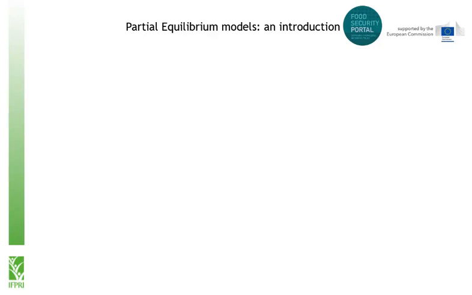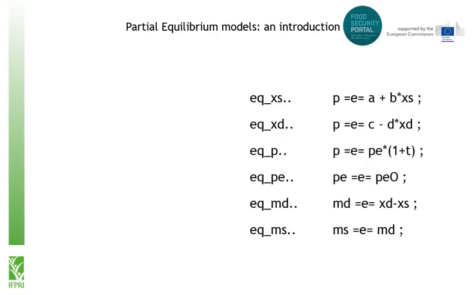So let's suppose that we have declared the name of the equation. Now we can write the model. First equation: P must be equal to A plus B XS. This is the local supply. Second equation: P is equal to C minus D XD, which is the local demand. Third equation: this is the relation between local price and world price, where the gap consists in the ad valorem tariff.